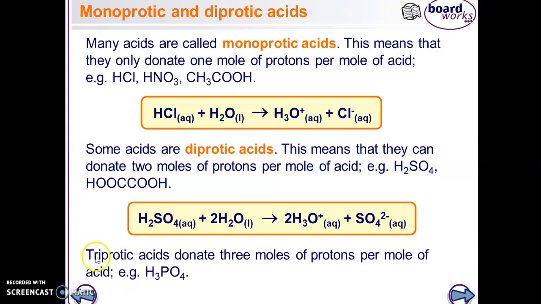In the same way, we can define triprotic acid as a molecule which is capable of producing three H positive ions when that substance is dissolved in water. The example is phosphoric acid, H3PO4. When H3PO4 dissolves in water, it can produce three protons in water. So it is a triprotic acid, meaning producing three protons.